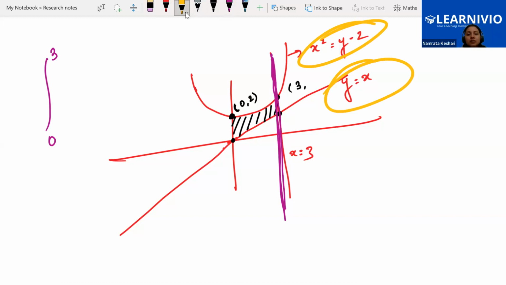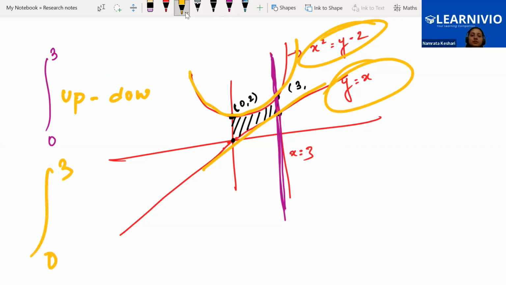Which curve is on the upper side? Look carefully, this curve is on the upper side. Parabola or y equals x? Yes, ma'am. Of course the upper one, so this is the parabola's curve. So upward curve minus downward curve. Okay, from 0 to 3 the upward curve is the parabola. We will be taking it over here. Minus the downward curve, that is y equals x. We will take y from there. We will try finding it, that is x square plus 2.